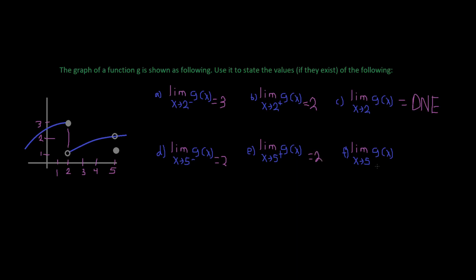Alright, and now the big question. This time the left and the right limits are the same. And so by our definition, you remember our definition was if the limit approaches the same value from the left and the right hand side, then the limit exists. Therefore, it equals 2.